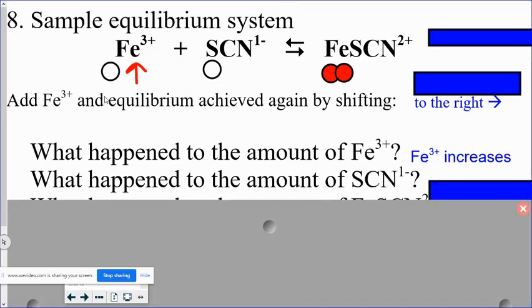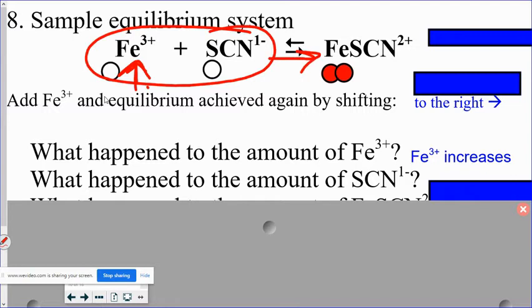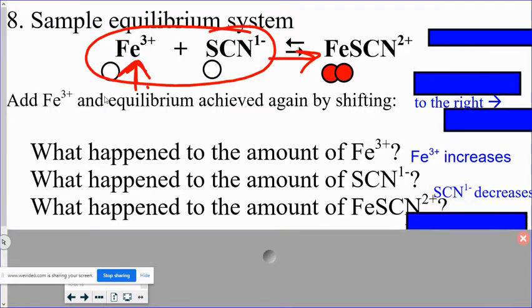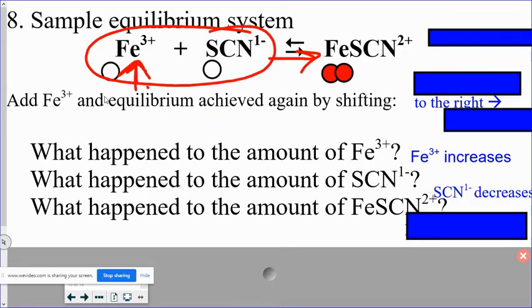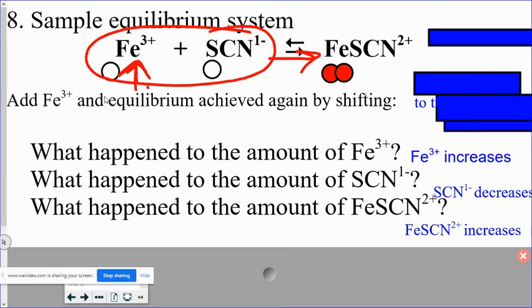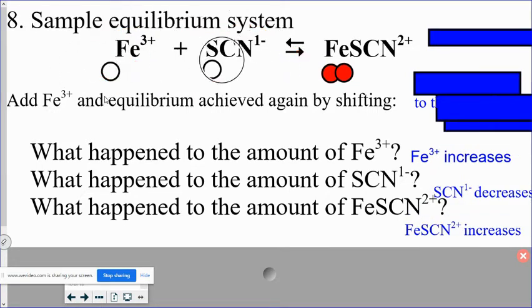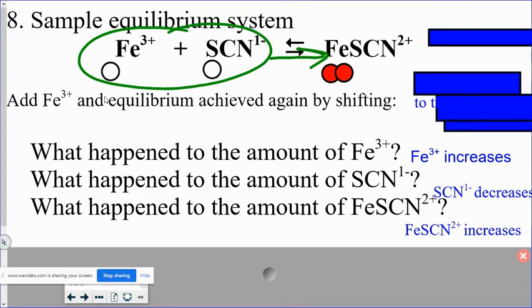What happens to the amount of SCN? Well, when I add some Fe3+ ions, it's going to react with the SCN ions to make some iron 3 thiocyanate. So what's going to happen to the SCN? Its amount is going to decrease. And what happens to the amount of FeSCN, or iron 3 thiocyanate? It is going to go up, because these two are reacting together, and they're going to make more of that. So it's going to go up.